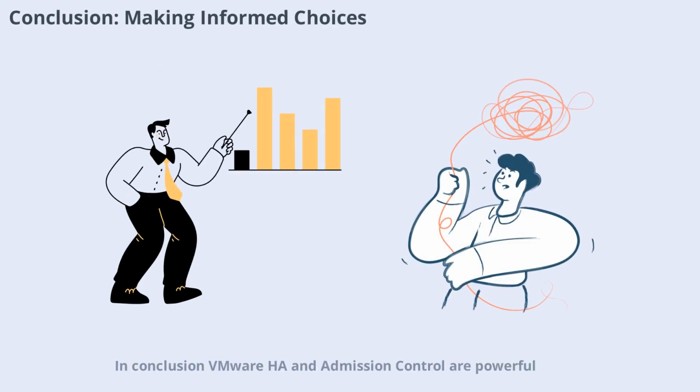In conclusion, VMware HA and admission control are powerful tools for ensuring business continuity in virtualized environments. By understanding the details of slot size calculation and the trade-offs of each policy, you can make informed decisions that balance simplicity, efficiency, and reliability.